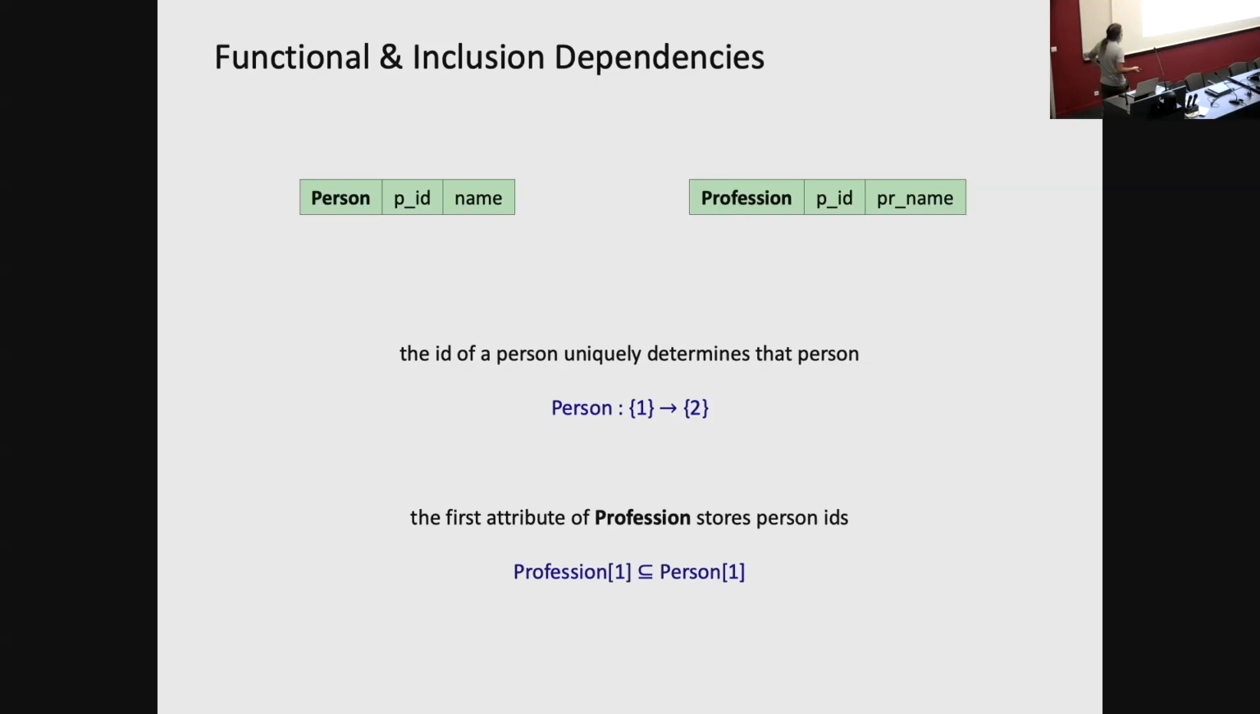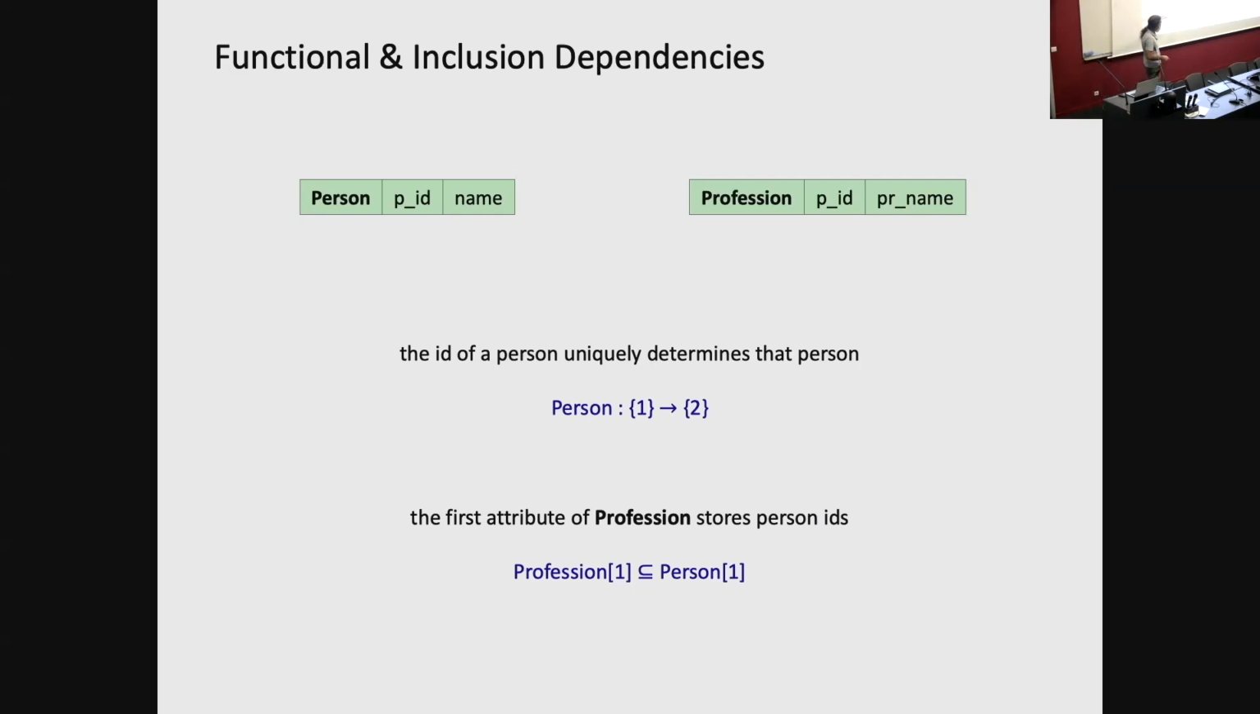We would also like to say that whatever value we see in the person ID attribute in this profession relation should be a person ID. So we don't want to see something else in the first attribute, right? We don't want to see in the first attribute of profession, I don't know, Andreas, right? This can be easily expressed using an inclusion dependency, which has this form.